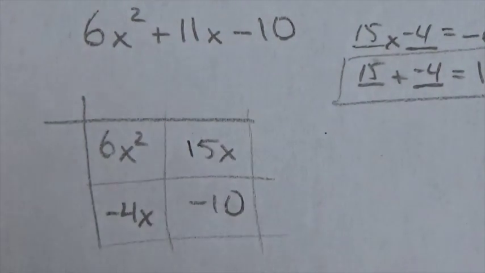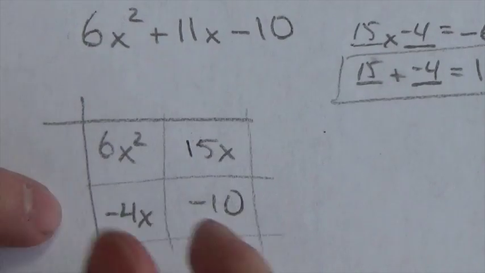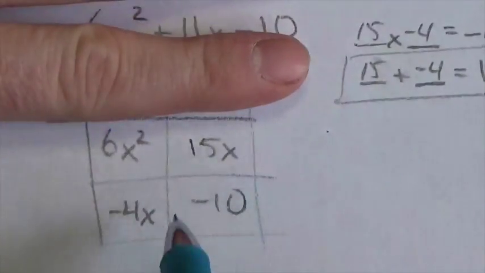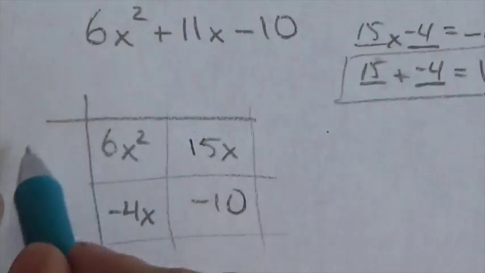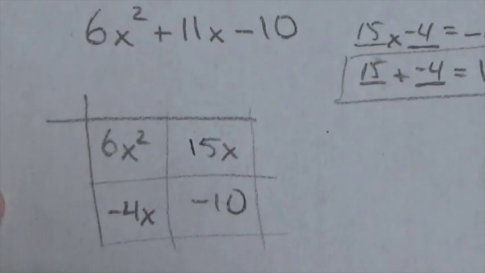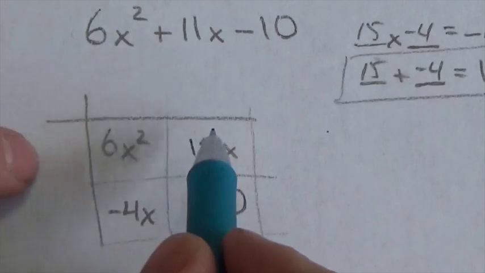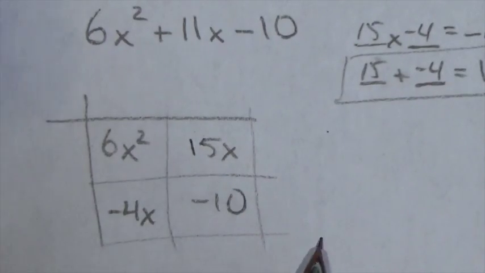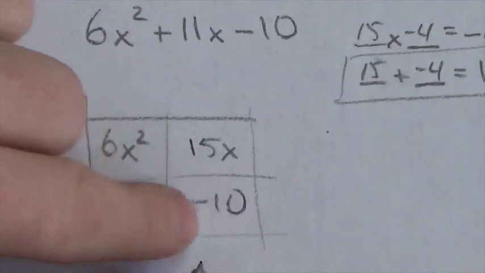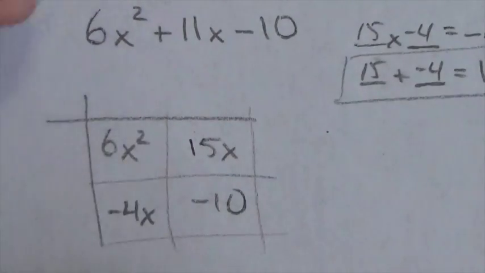Now what I do, and this is quite nice, is go along the rows and along the columns. Remember that this is an area, essentially. So this number multiplied by this number gets me 6x squared. This number multiplied by this expression, I should say, should give me 15x. Now, to guarantee that happens, I'm going to start pulling out common factors.